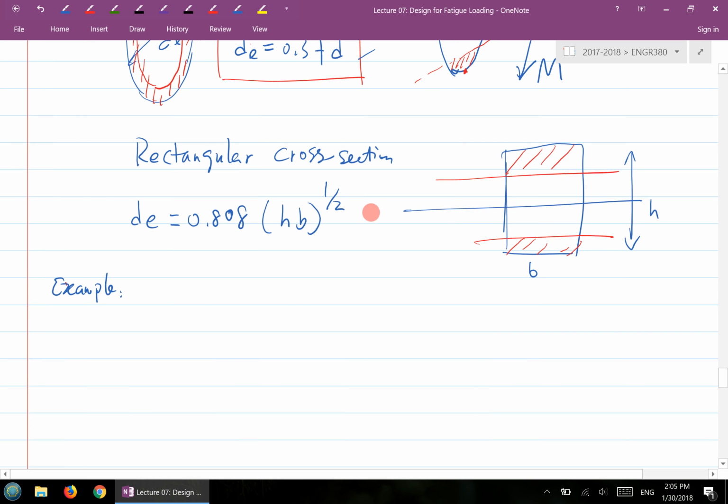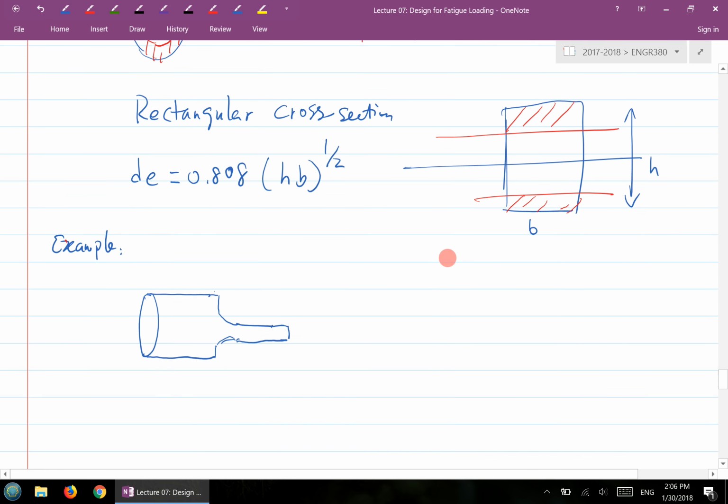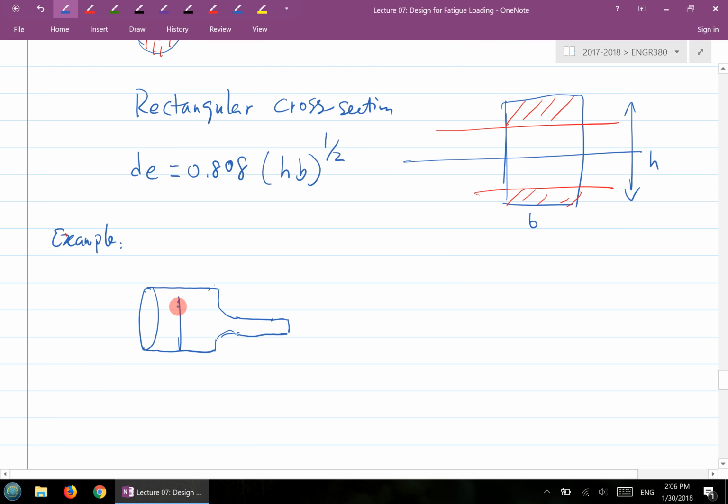Let's look at an example. Let's say we have a shaft which looks like this kind of shape. Here is a shaft. This side here has 38, and this side here has 32.